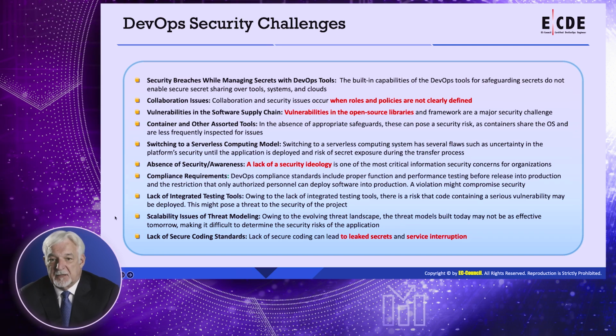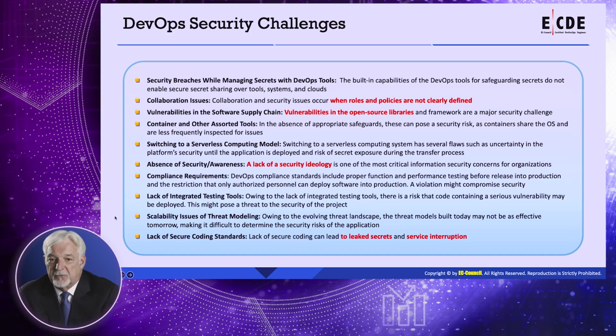Collaboration and security issues occur when roles and policies are not clearly defined. Kind of an IAM approach to how we're supposed to manage this whole process, from who can do what, to the roles that we have. Vulnerabilities in the software supply chain: a lot of times open source libraries, et cetera, can have vulnerabilities inherently baked into them. So these libraries and frameworks are a major security challenge to us.